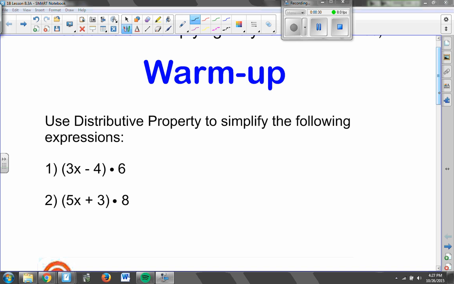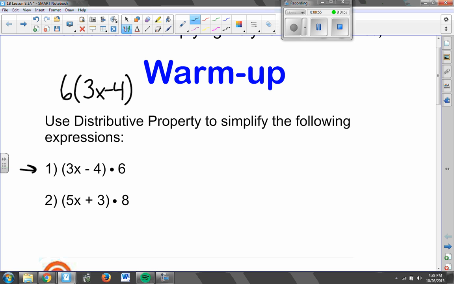These warm-up problems are reverse orders of the distributive property, essentially. Usually we see the distributive property written something like this, 3x minus 4. But in this case, in number 1 here, I have flipped that order around, and I now have 3x minus 4 in parentheses multiplied by 6.